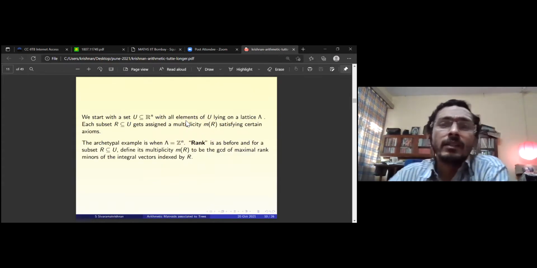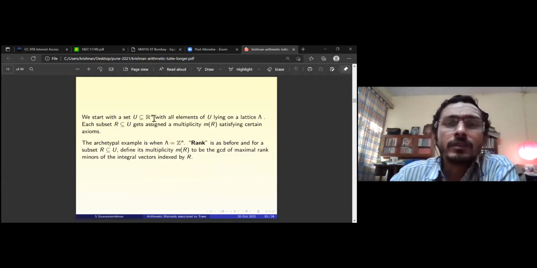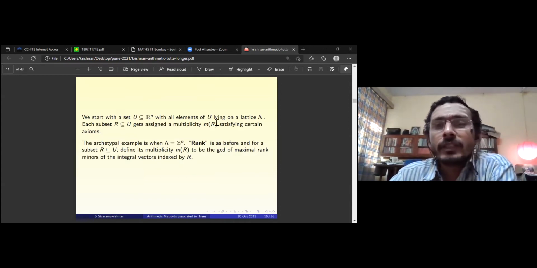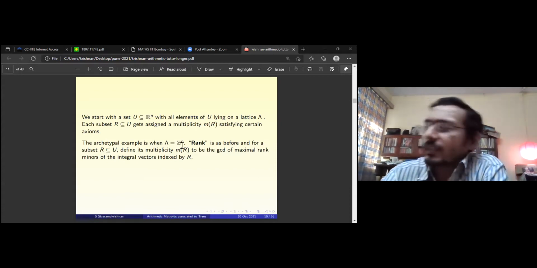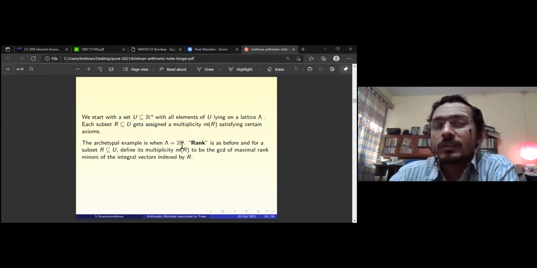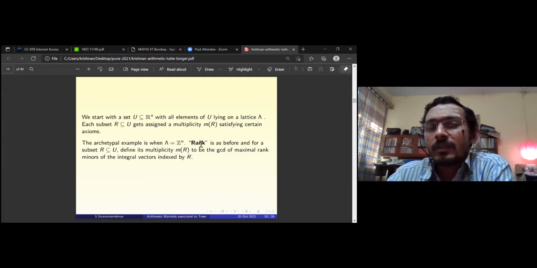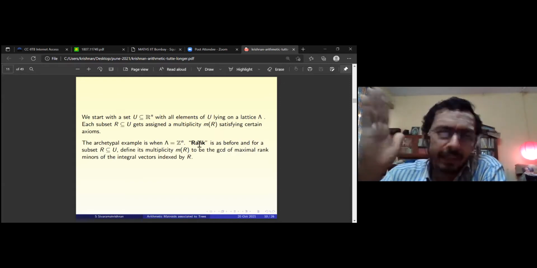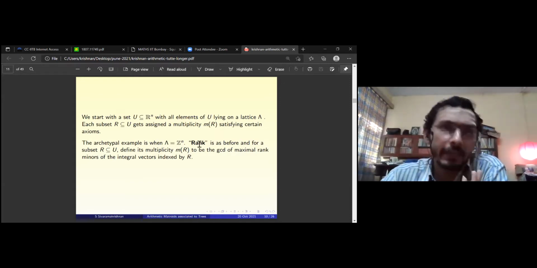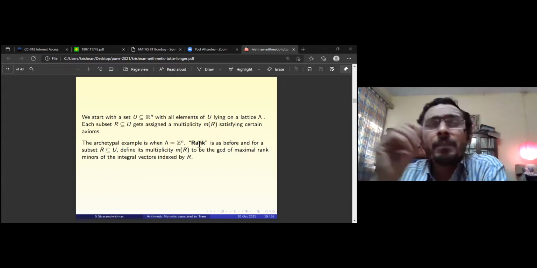All right. So here, what do we do for arithmetic matroids? In general, the definition will say you start with a lattice Lambda, and each subset R of U gets assigned a multiplicity m(R) that also satisfies some axioms. I'll not go into the more general thing. I'll just say you start with a list of integral vectors in Z^d or Z^n. So instead of real vectors, you now have integral vectors. That's the first change.